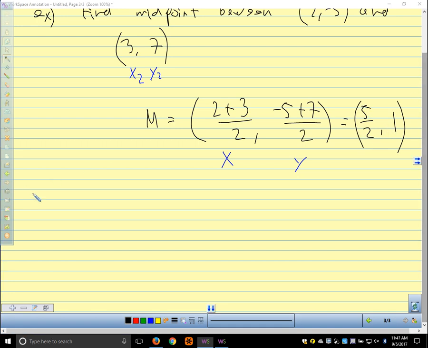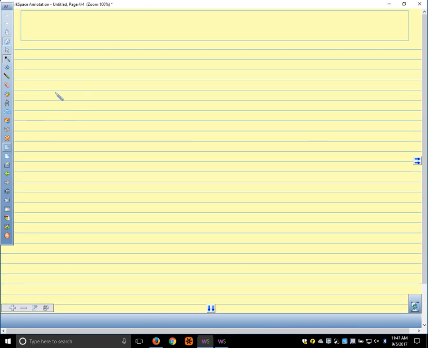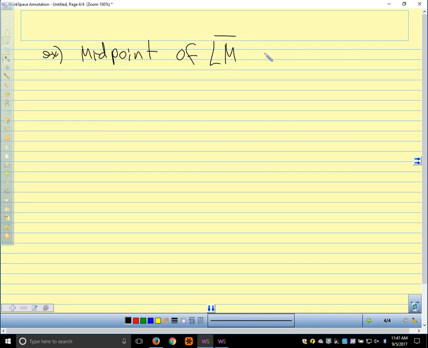All right, let's look at a slightly different example. For the next example, we don't know one of the endpoints. We know the midpoint and one endpoint, but not the other endpoint. So the midpoint of segment LM is (2, -1). One endpoint, we're going to say point L, is (-3, -5).